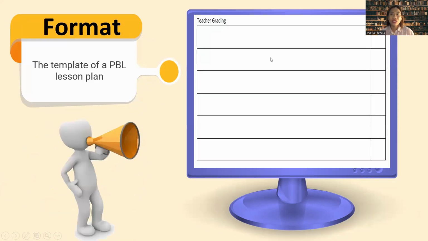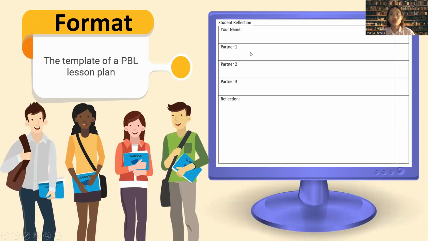Now, of course, the teacher grading. Here it's up to you. How would you grade the project of the learners? Of course, we have to follow a specific rubric. I would not say that this is the only rubric you are going to use, because it depends on their output. It depends on the project you let them create. And lastly, student reflection. This should be documented.